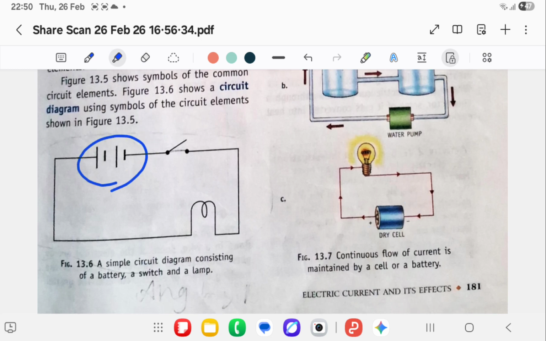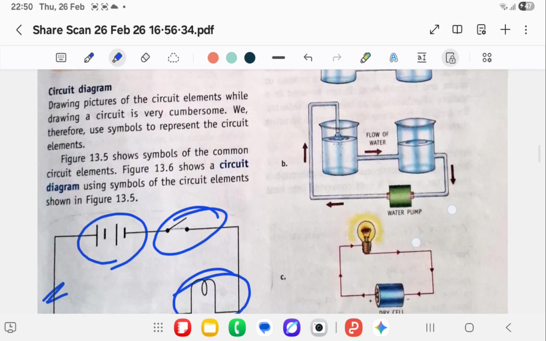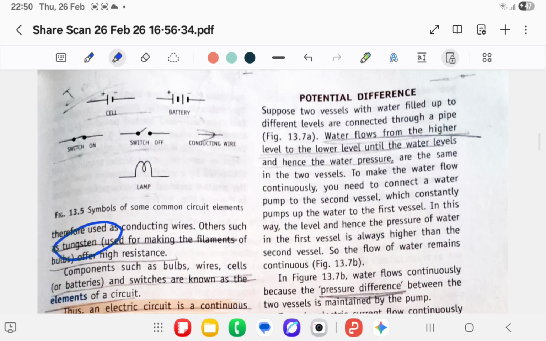This is your battery. These are your conducting wires. This is your appliance, means bulb, and this is your switch that is controlling all your current flow. Okay, now the next topic is potential difference.